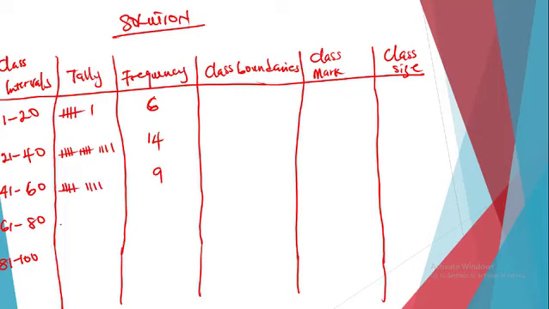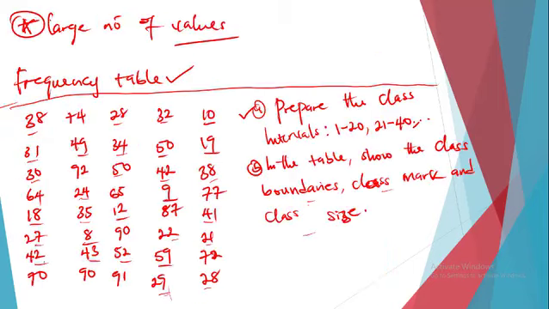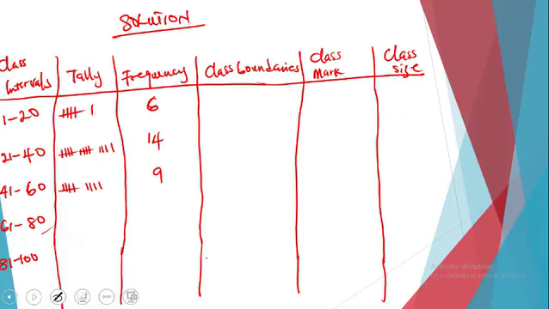Then we have 61 to 80. 61 to 80. 1, 2, 3, 4, 5, 6. There are 6 of them. We have here to be 6. The tally is 1, 2, 3, 4, 5, then 1.